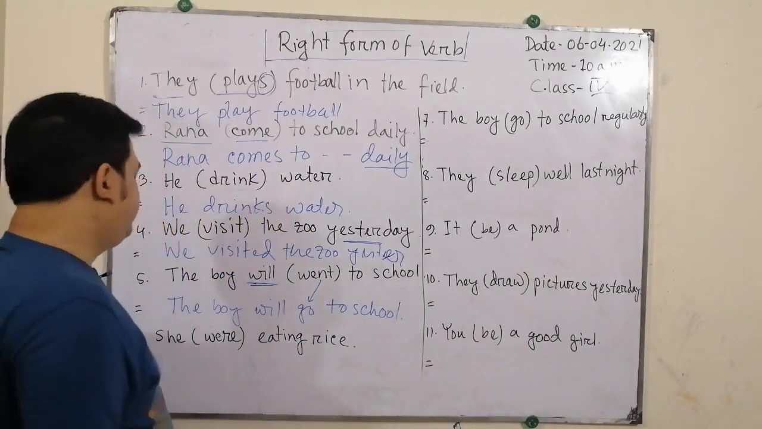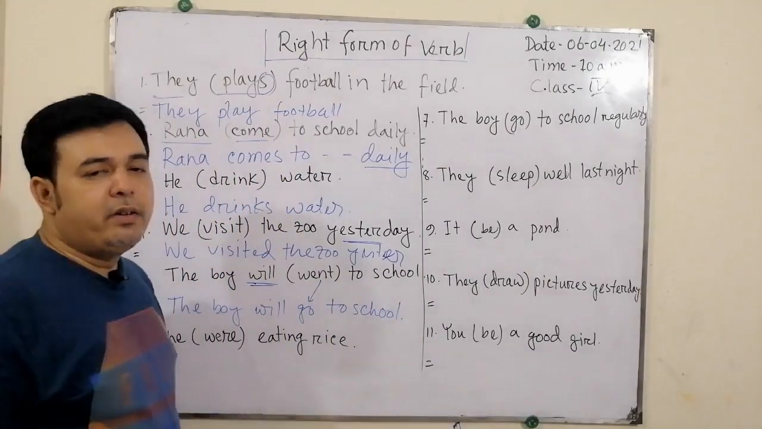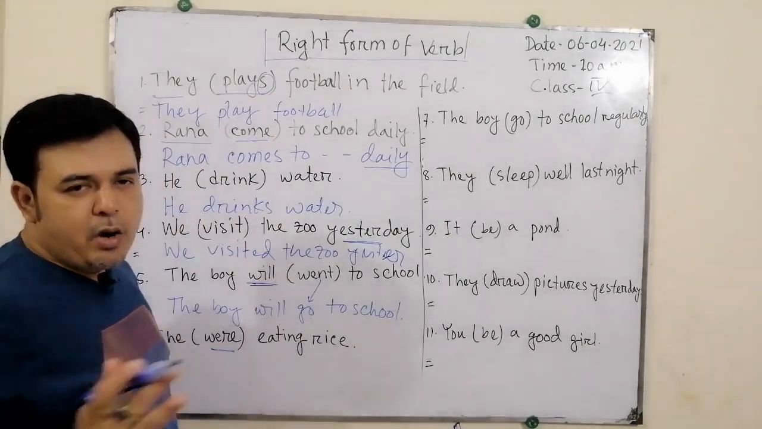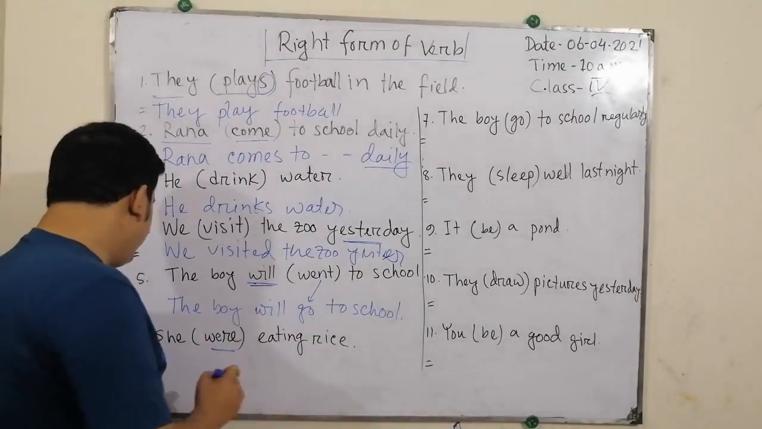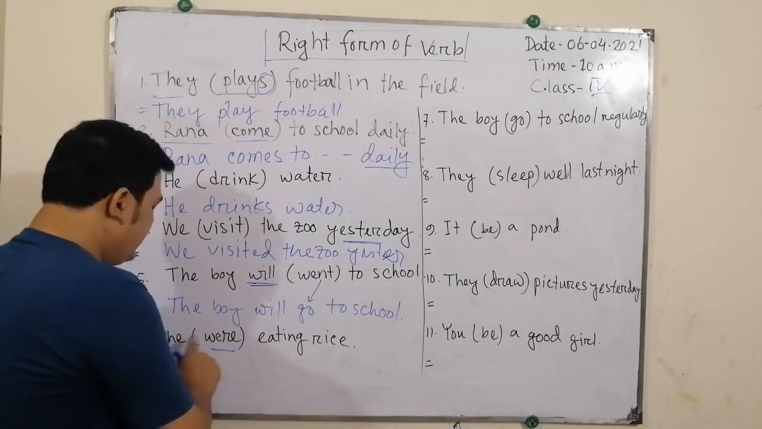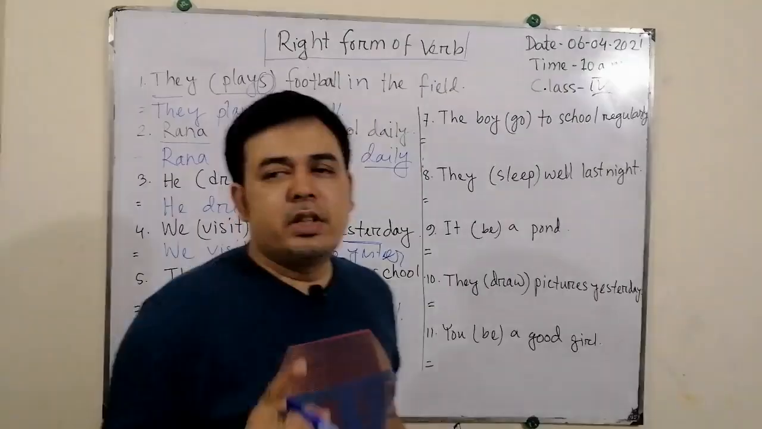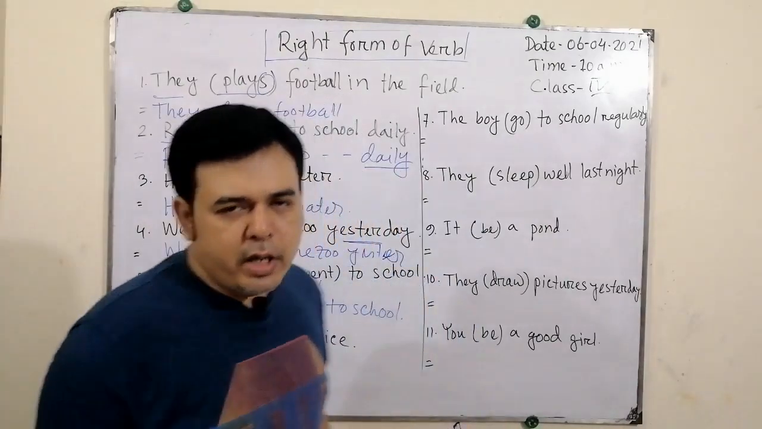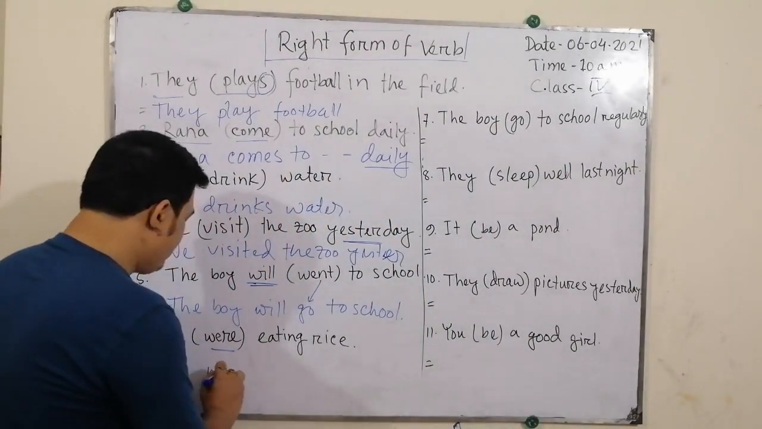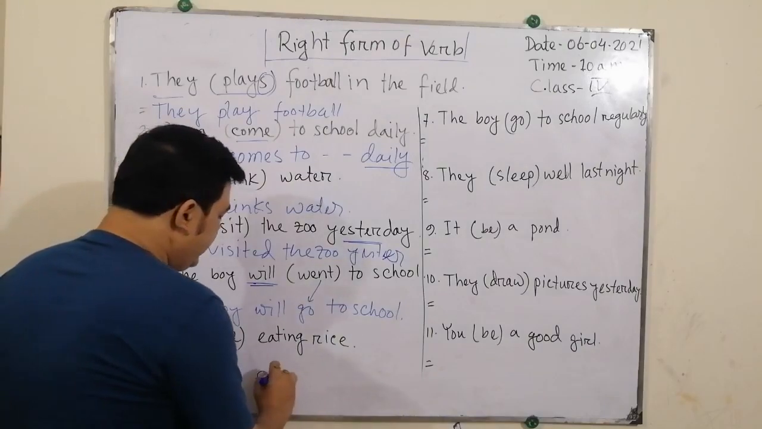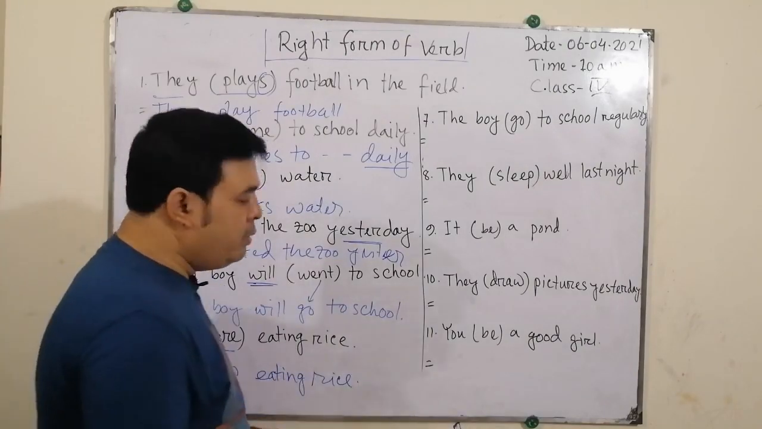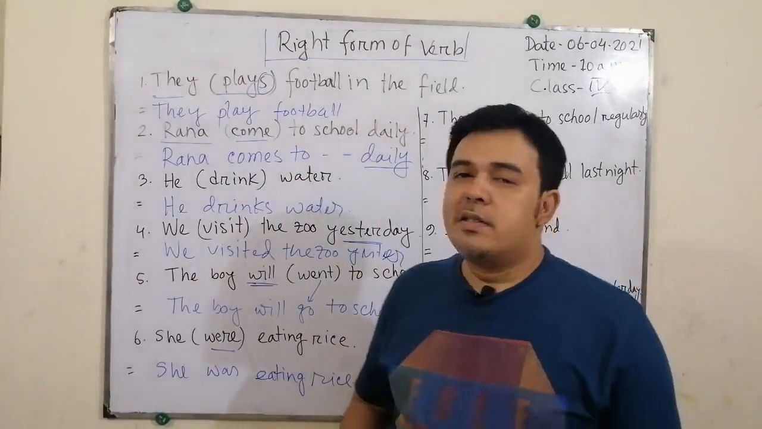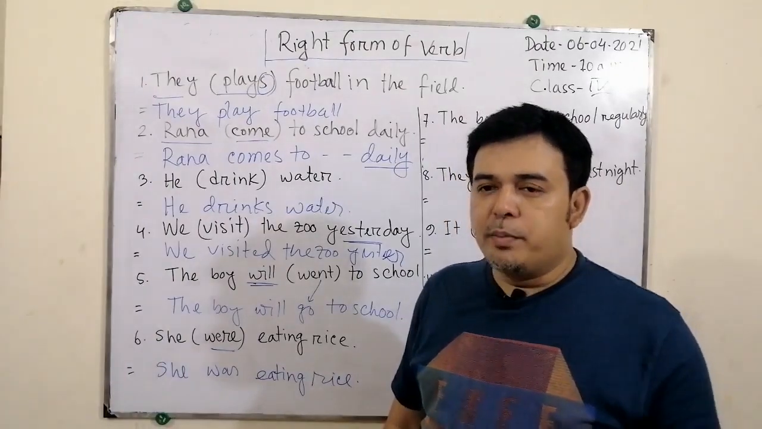Okay. So, she were eating rice. Here the fact is only about a helping verb or an auxiliary verb. So she, we know that she is third person singular number, and we can't use were after she. What should we use? We have to use was. She was eating rice.